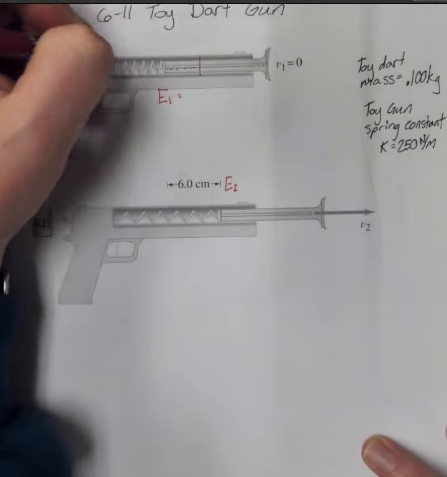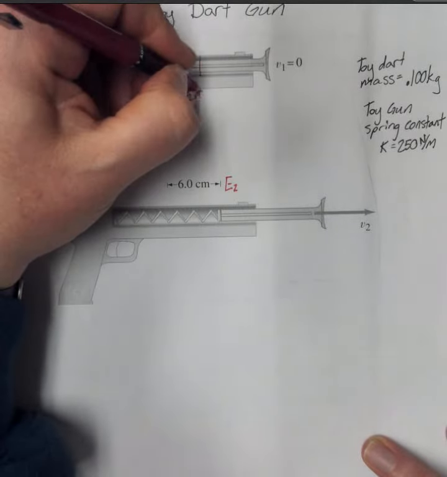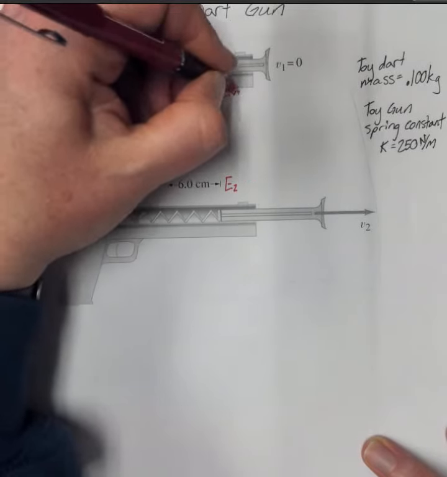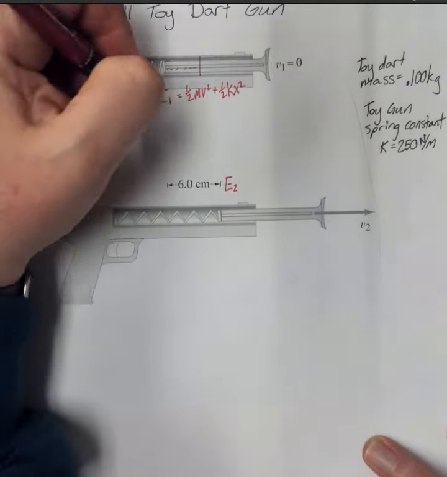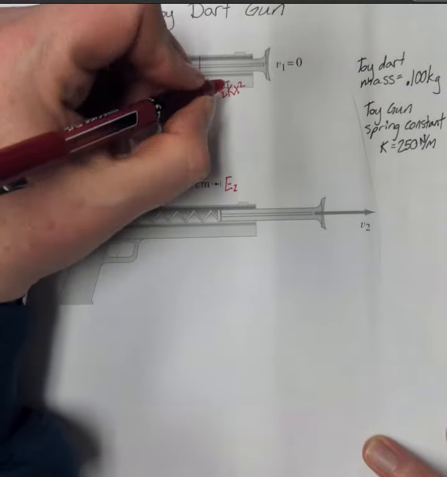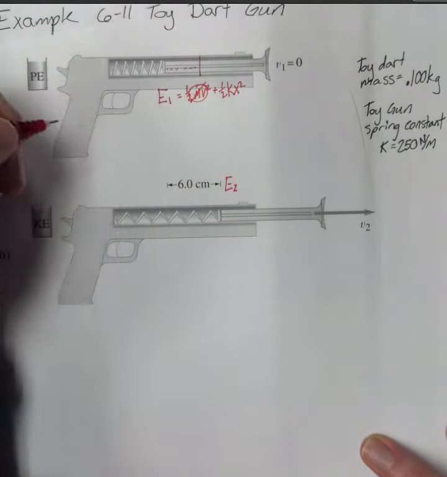So that means that here the dart is at rest and the spring is compressed, so 1/2 mv squared plus 1/2 kx squared will equal the energy at point 1. The velocity is 0, so the energy at point 1 is equal to the elastic potential energy, the energy that's being stored due to the spring force.